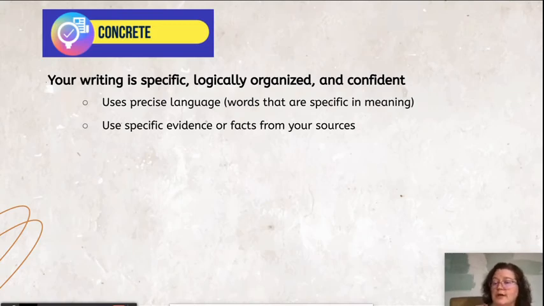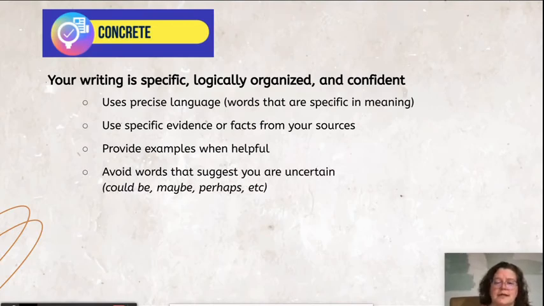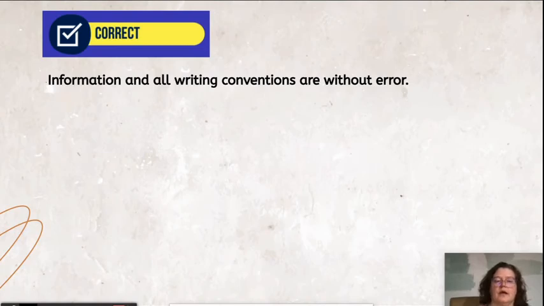So you want to make sure that you are going back and using information that you can verify. You want to provide examples when it is helpful to do so, and avoid words that suggest that you are uncertain about something. Words like could be, maybe, perhaps make it seem as though you are not sure and therefore you cannot attest to the information you're providing. This one seems like it's fairly straightforward.